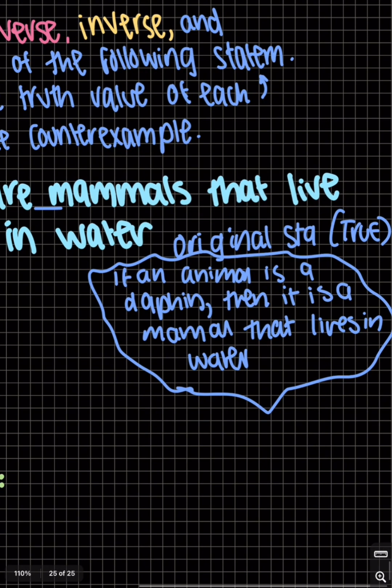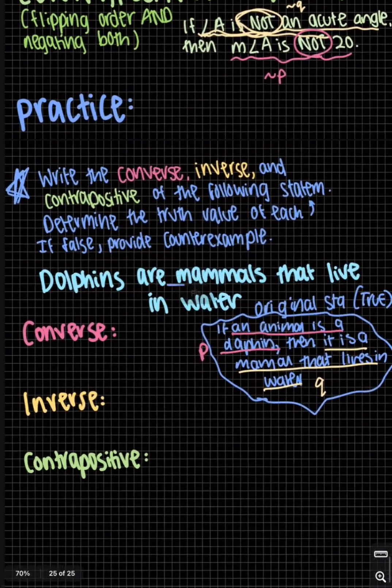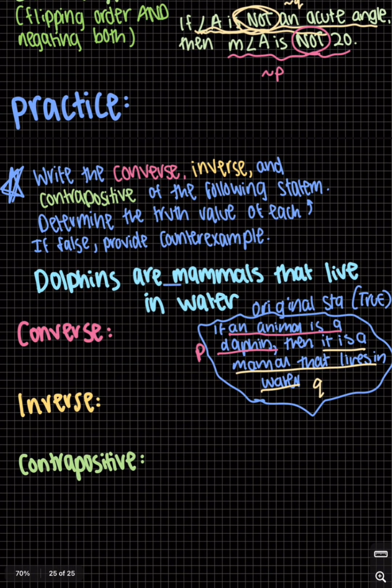So now that I have my original statement, what I like to do is go and underline my P and underline my Q. It's really important for me, especially when I'm wording the other things, okay? So here, an animal is a dolphin. That is my P, and I like to put P in pink. And then it is a mammal that lives in the water. This is my Q.